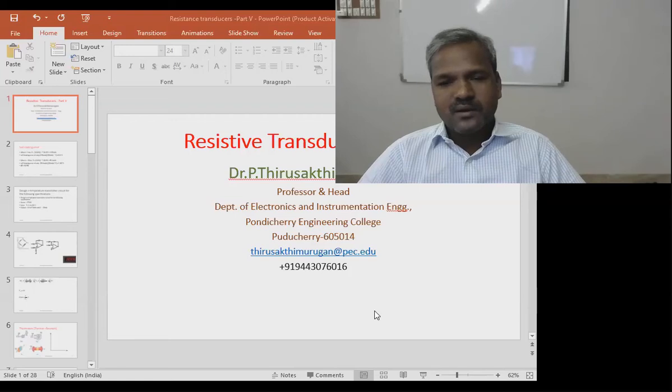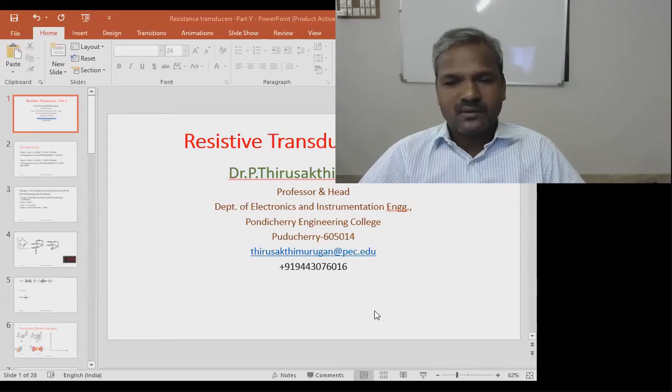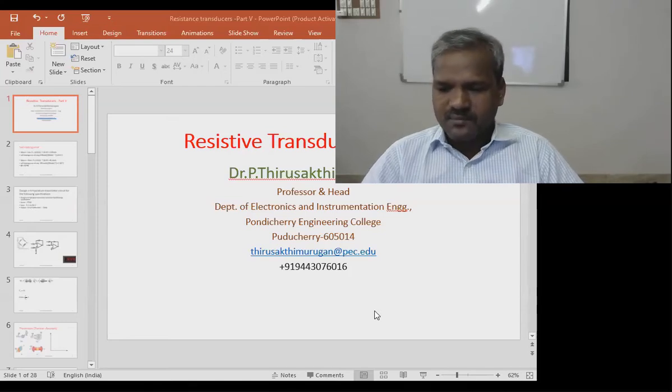Another important specification for RTD is the temperature coefficient of the metal. Platinum metal has a temperature coefficient of resistance value of 0.00382 to 0.004 ohms per degree Celsius.